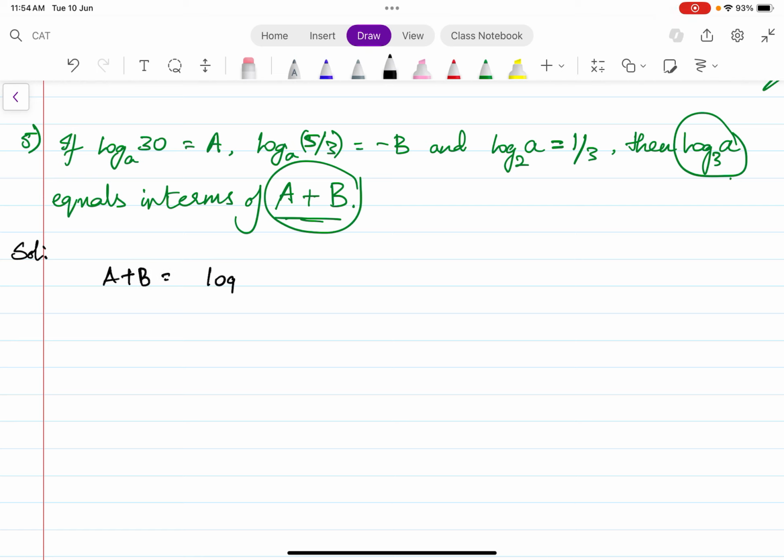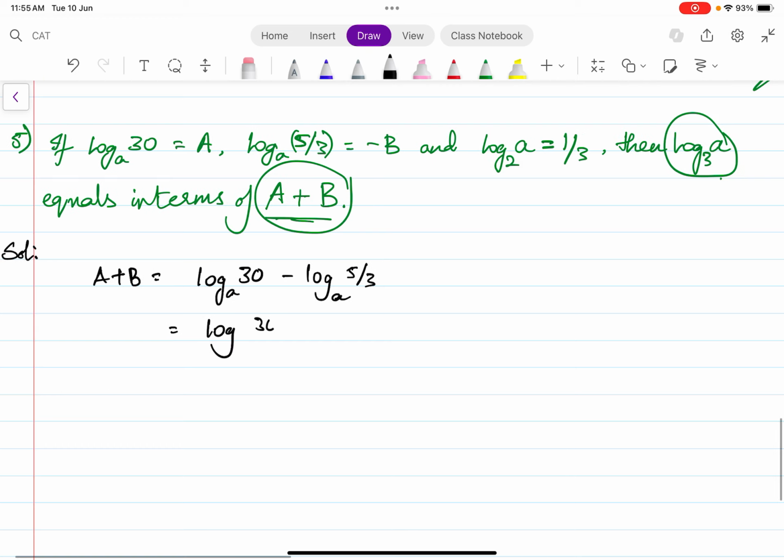What is a? Logarithm of 30 to the base a, and b. What is b? B is minus log 5 by 3 to the base a. Now we know from our formulas that log a minus log b will be log a by b. So it is log 30 divided by 5 by 3 to the base a. Now how much is this? 6 and then 18. It becomes log 18 to the base a is your a plus b, right? So let us keep this aside.